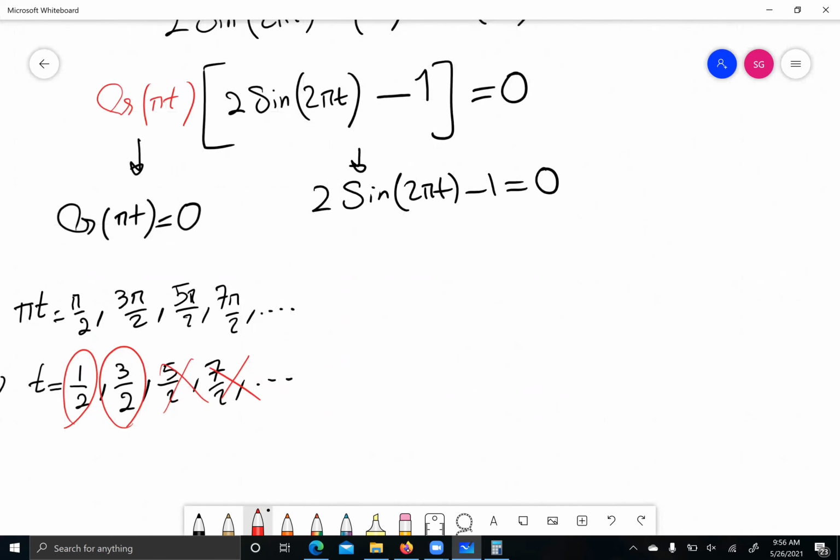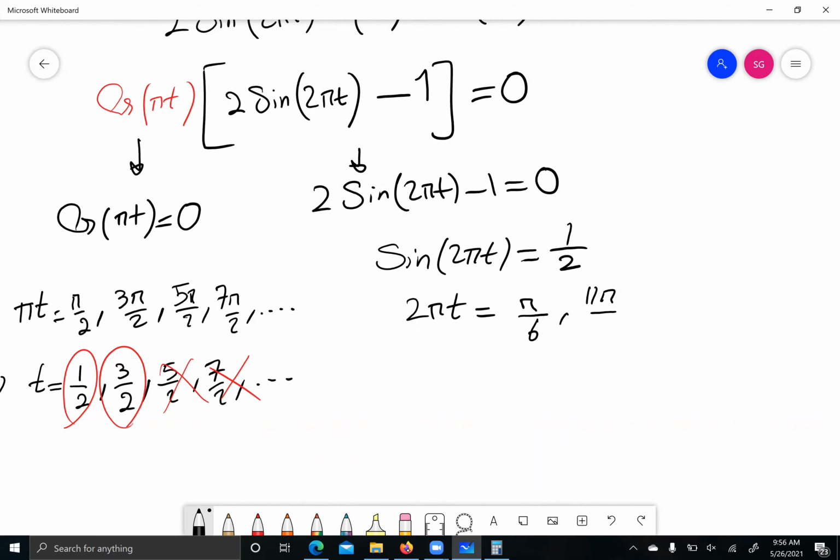And then the second factor, what is this going to give me? This is going to be 1 over 2. So if sine of an angle is half, that means the angle is either pi over 6, or 5 pi over 6, 11 pi over 6, and so on, right?